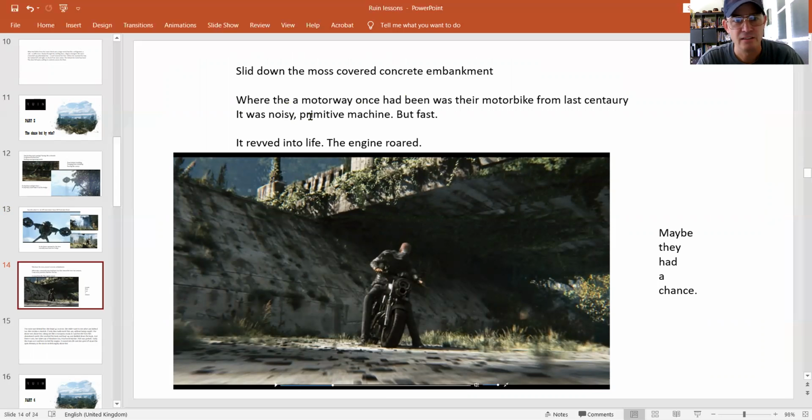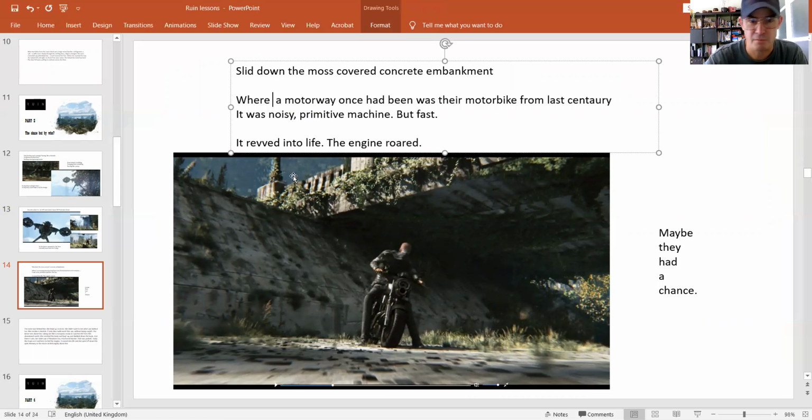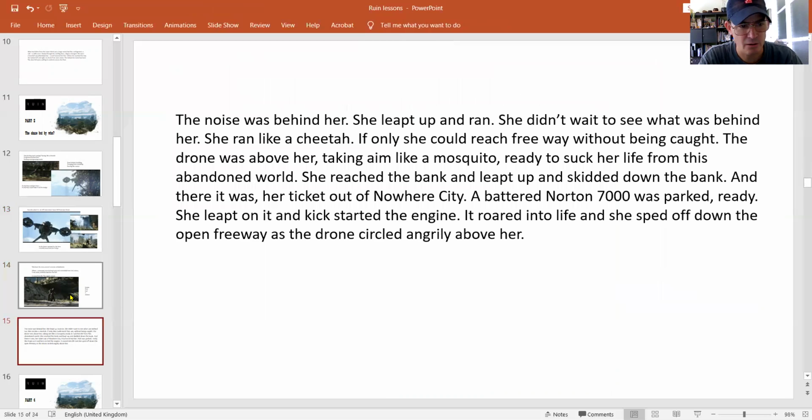Where a motorway had once been. Okay, a motorway, so we know this is where a motorway had once been. There was a motorbike from the last century. It was a noisy, primitive machine, but fast. It revved into life, the engine roared. That's not quite right, is it? Okay, this is quite nice, isn't it? Maybe they had a chance, so they're trying to get away there.